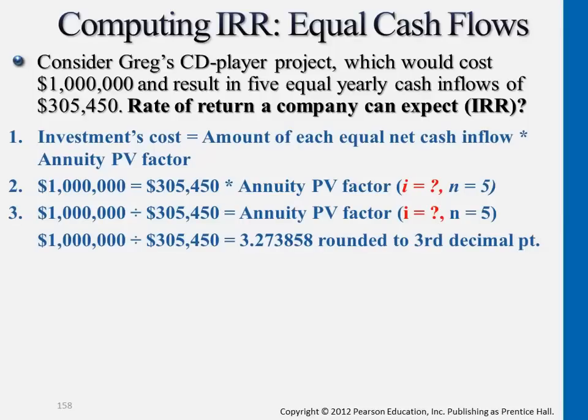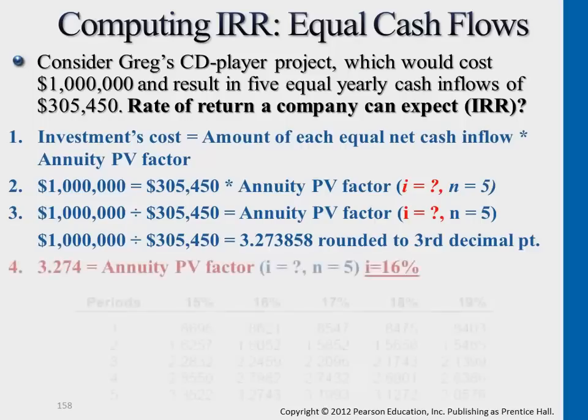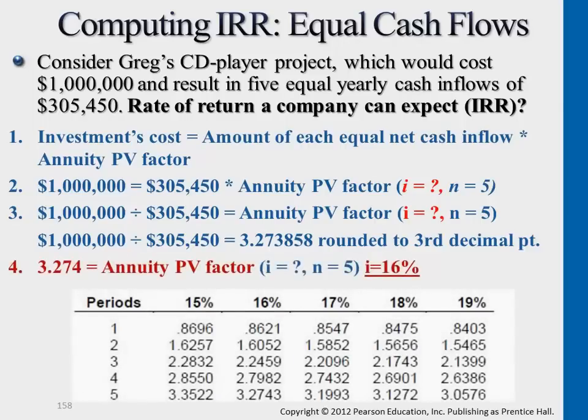Okay, so this part here, you'll be going through the fifth year, and then you will use that. If you rearrange this equation to find the closest factor, which is closest to 3.274, and trace that to the table, you find the IRR for this project is worth about 16%.